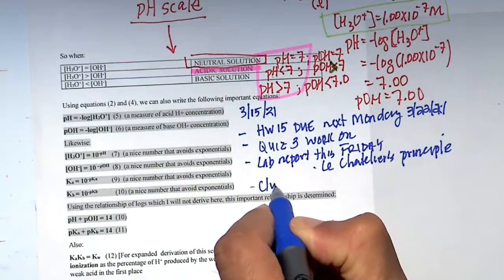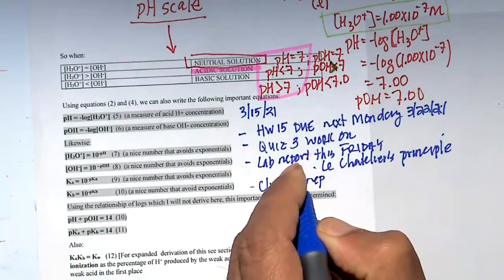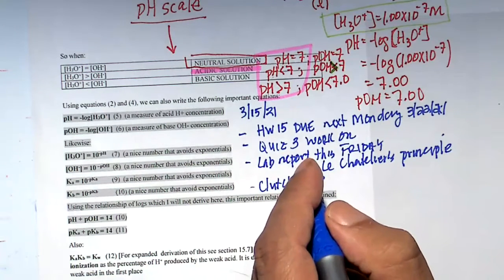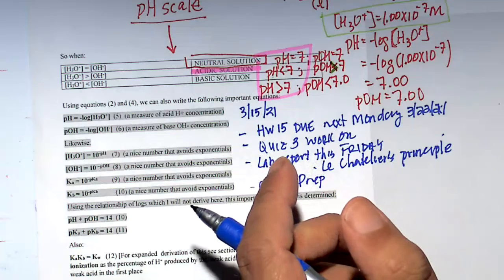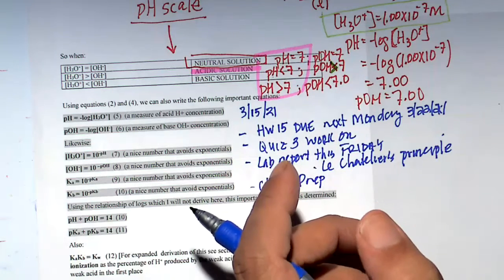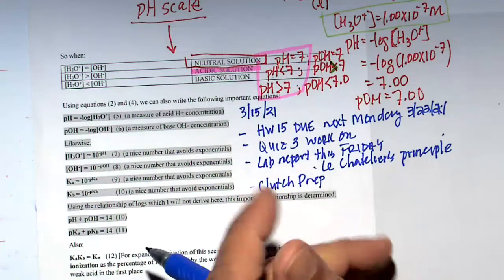Continue to do those Clutch Prep drills. If you do everything, A to Z, whatever they assign you, I'll give you some extra credit points at the end of the semester. The semester is ending, I believe, April 27th or so. So continue to do the grind and don't fall behind.